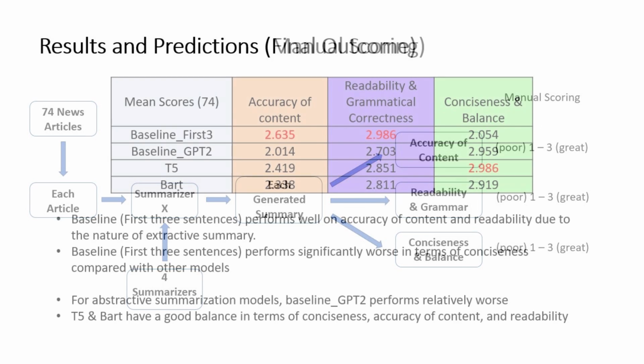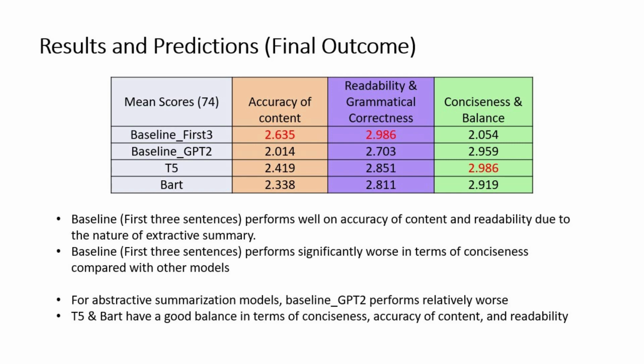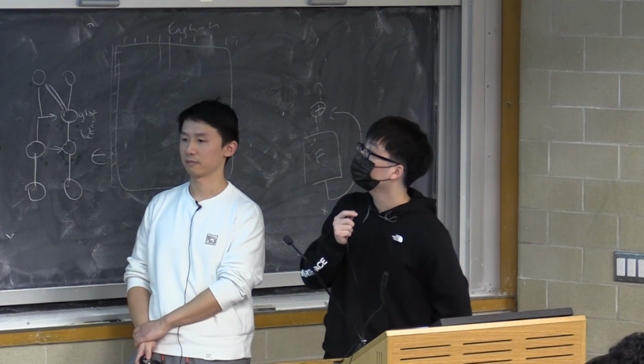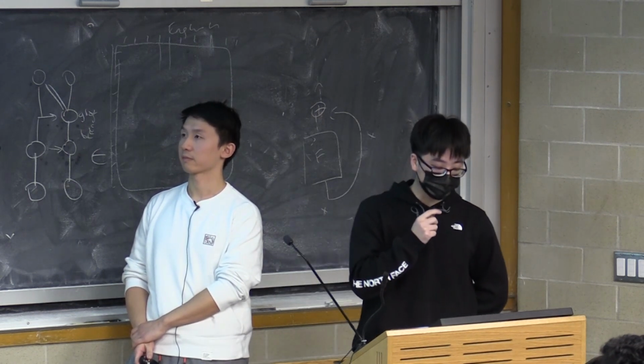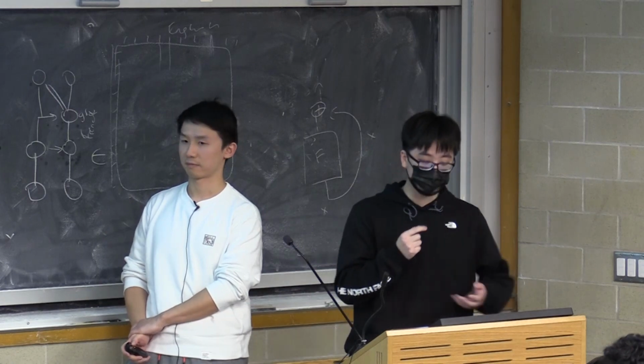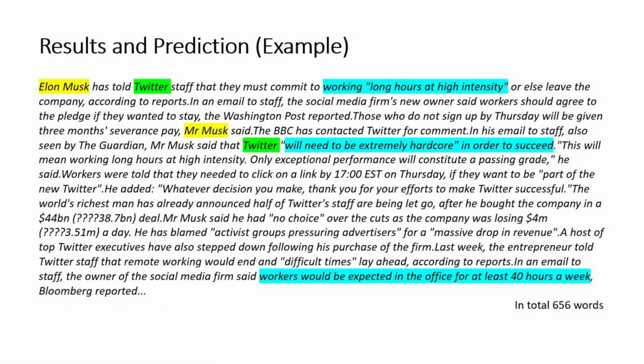The table shows the outcome of manual scoring. You can see that the first 3 sentences method actually performs really well in terms of accuracy of content and readability. However, it performs significantly worse than the other 3 models in terms of conciseness. Overall, the T5 and BART models we used perform really well and have a good balance in terms of conciseness, accuracy of content, and readability.